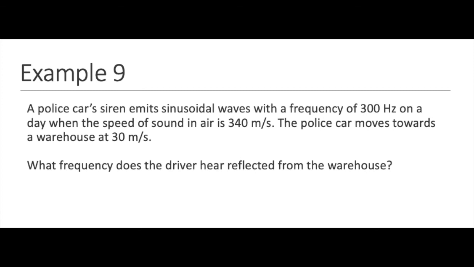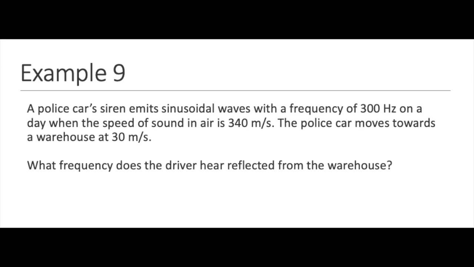Example 9, a police car siren emits sinusoidal waves with a frequency of 300 hertz on a day when the speed of sound in air is 340 meters per second. The police car moves toward a warehouse at 30 meters per second. What frequency does the driver hear reflected from the warehouse?